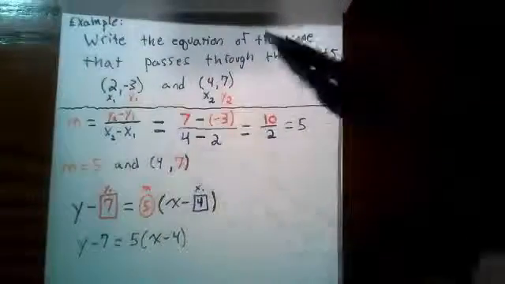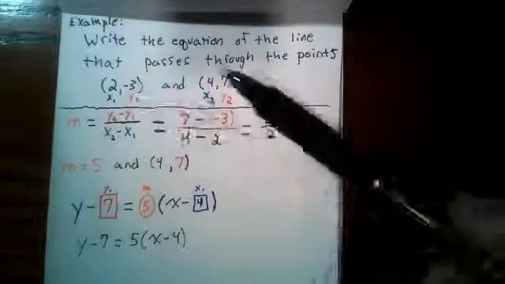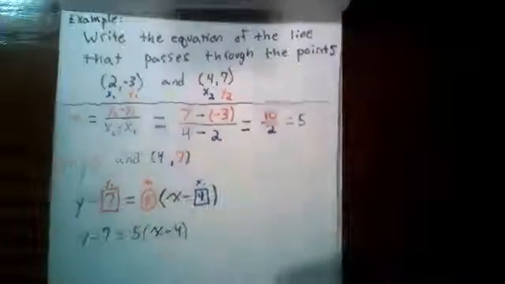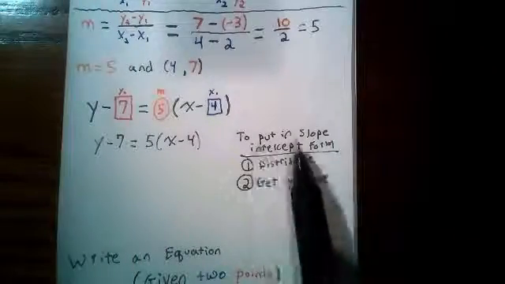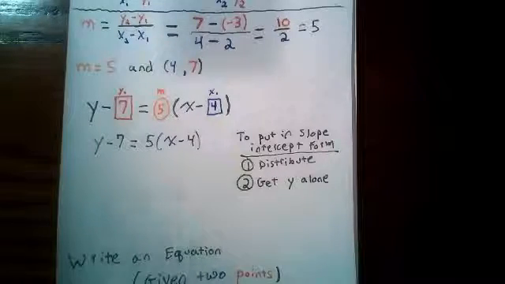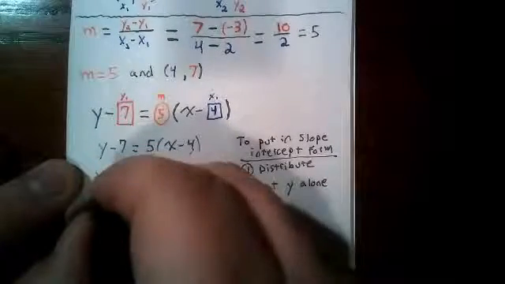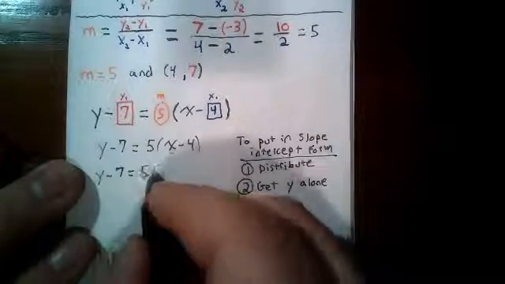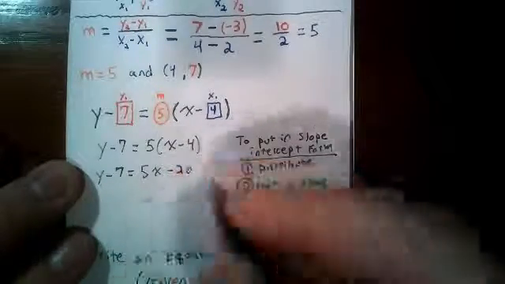Oftentimes as well, you're going to be asked to write the equation of the line that passes through the points, it gives you 2 points, but then you'll be asked to put it into slope-intercept form. And what that means is just bring it all the way down to y equals mx plus b. So to put in slope-intercept form, there's really only 2 steps. My first one is going to be to distribute, which leaves me with y minus 7 equals 5 times x is 5x. 5 times negative 4 is negative 20.